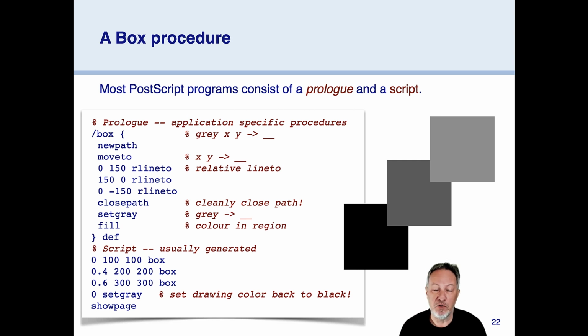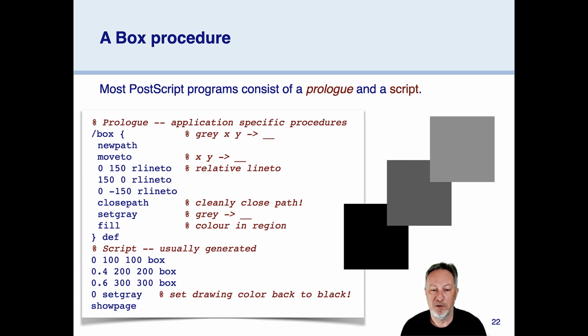Now we consume the gray value, which is still left on the stack, by calling setGray. Now we've consumed all the values on the stack, all of our three operands, and we finally execute fill. So that will now fill in the region. So that's now defined as the box procedure.